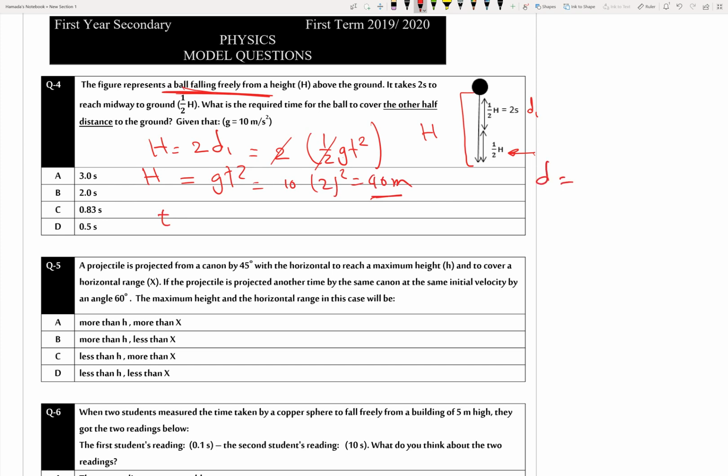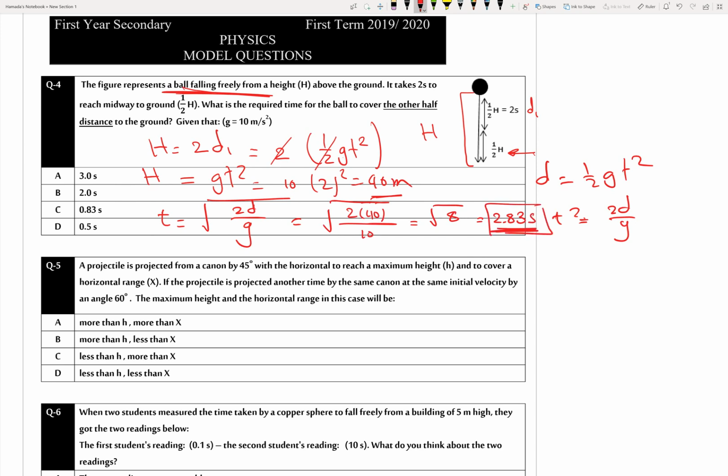Of course, d equals half g t squared, where t squared equals 2d over g, so we need t, which equals the square root of 2d over g. Here it will be root of 2 times 40 divided by 10, which equals root 8, which equals 2.83 seconds. This is the total time, where the body covered half the distance in just 2 seconds. So what remains right now? It is just 0.83 seconds, so our answer will be C.